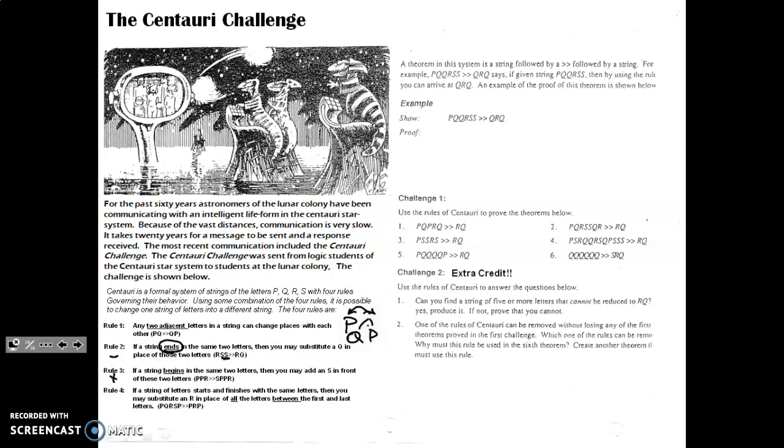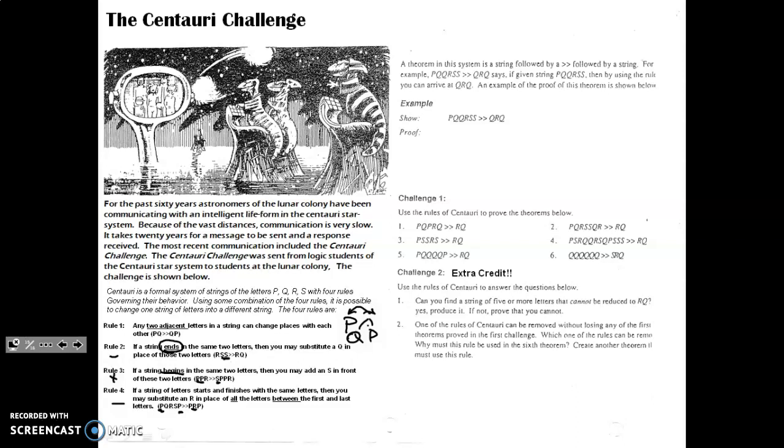Rule 3 is an adding one, the only one we can add. When a string begins in the same 2 letters, 2 P's, then we can add an S. And then rule number 4 is another one we can eliminate, and I say this one is always a big elimination. We could have a string of 300 letters, and if it starts and ends in the same 2 letters, I can replace all 298 letters between the 2 P's with just 1 R.